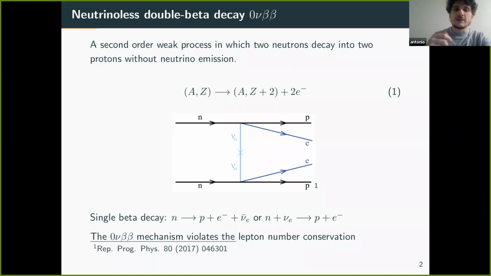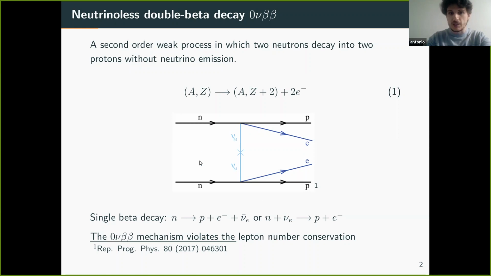This neutrinoless double beta decay can be explained in terms of single beta decay. In single beta decay, we have a neutron which decays into a proton, an electron, and an antineutrino. However, this antineutrino can go to the left, and then it will be a normal neutrino, which will be absorbed with the neutron, emitting a proton and an electron.